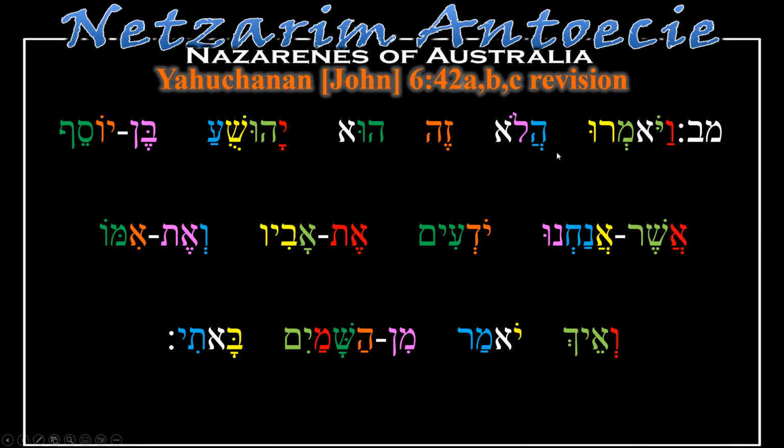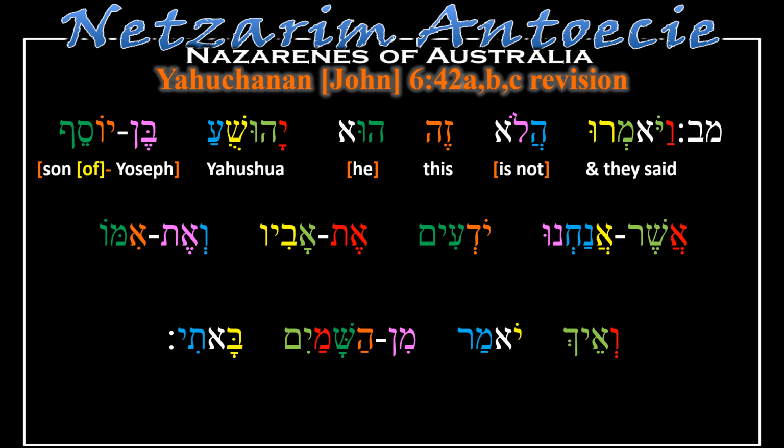And now it's time for us to delve into our revision, just to see how we are able to read and translate. So we begin. Vayomru, and they said, halo, is not this, hey, Yahushua, ben, son of Joseph? And they said, is not this he, Yahushua, son of Joseph?